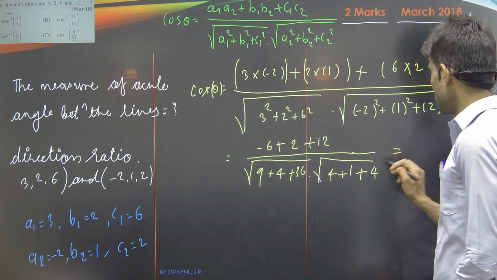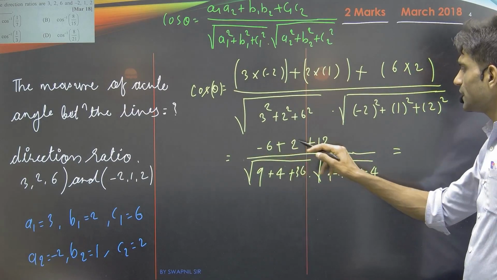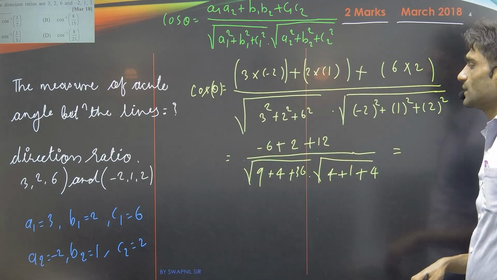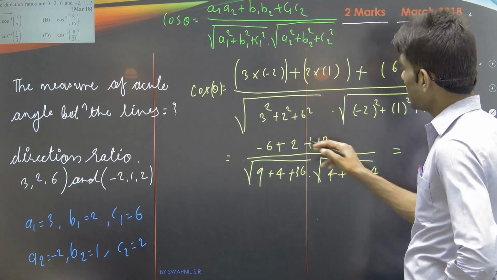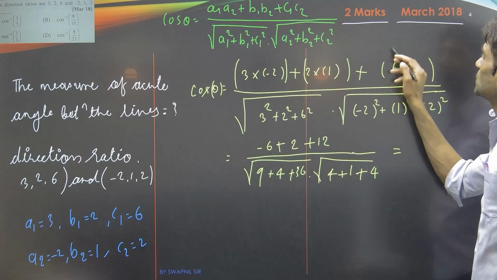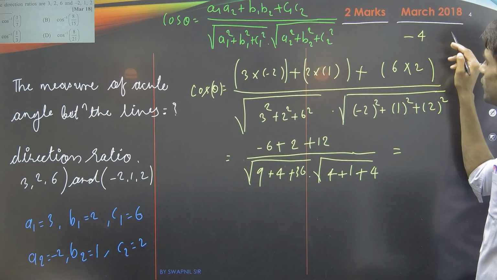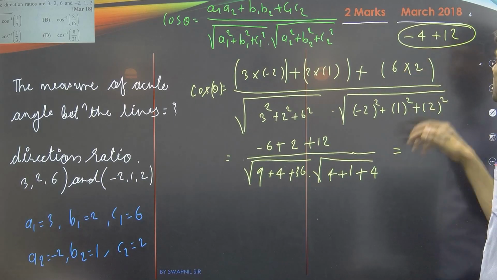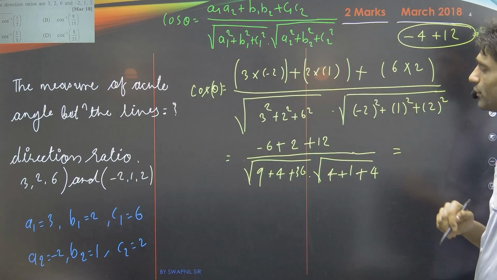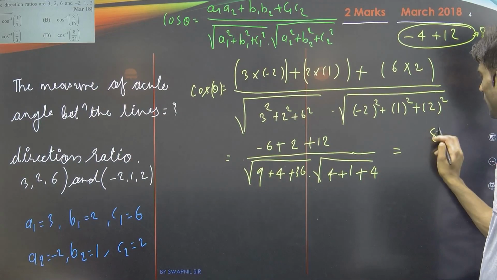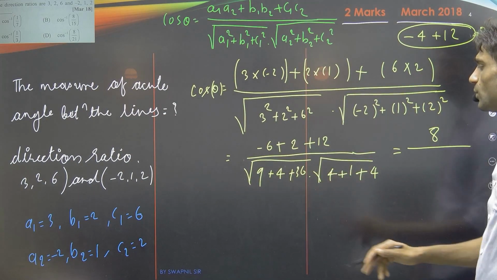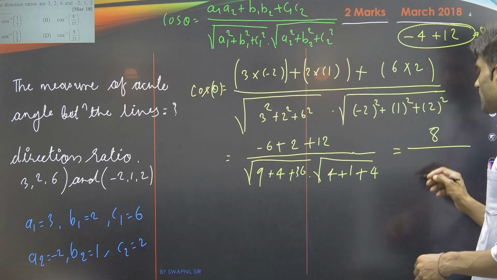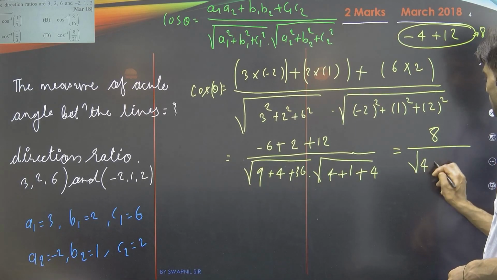Okay, so next step, it comes negative of 6 plus 2, that means 12 plus 2 is 18, 18 minus again 6, so we'll get here negative of 6 minus 2, it gives us negative of 4 and plus 12. So 12 minus 4 gives us 8. So this is the value 8 we have as the part of the numerator. And the denominator, now see that 9 plus 4 plus 36. So 36 plus 4 is 40, 40 plus 9, under square root 49. So under square root 49, that gives us the value 7.